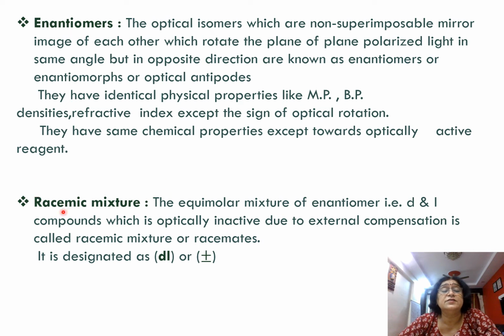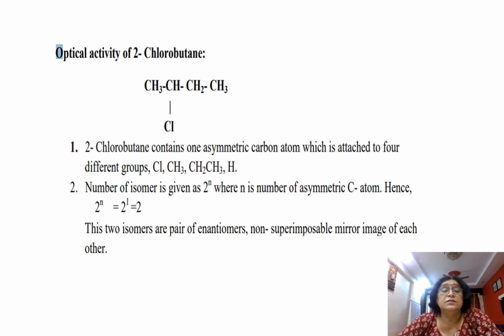So how do you define the racemic mixture? It is the equimolar mixture of the enantiomers, dextro and levo compound, which is optically inactive due to external compensation, and it is called racemic mixture. Okay, and it is designated as DL or plus minus in the bracket. Okay, got it?